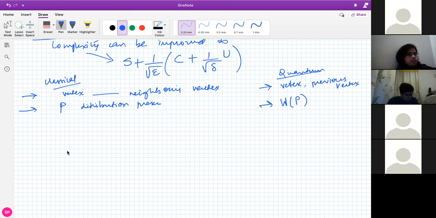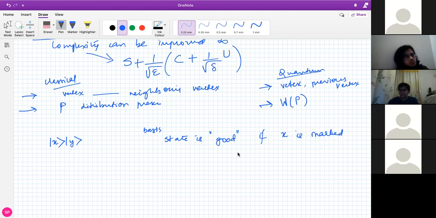Now some things I will define. Imagine you start with a quantum state where the first register stores a vertex X, and the second register stores a neighbor of this vertex X. We call a basis state good if my X is marked, and bad otherwise.